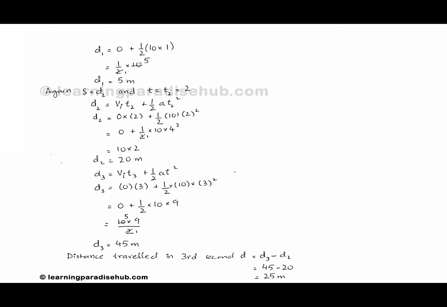In this numerical, you should know about the second equation of motion. If you know the second equation of motion, calculate the distance during the first second, second second, and the third second, and subtract the distance traveled during the second second from the third second. You will get the actual distance.